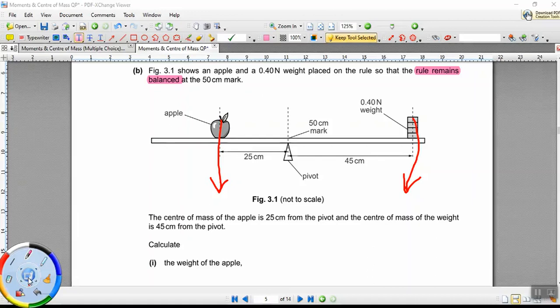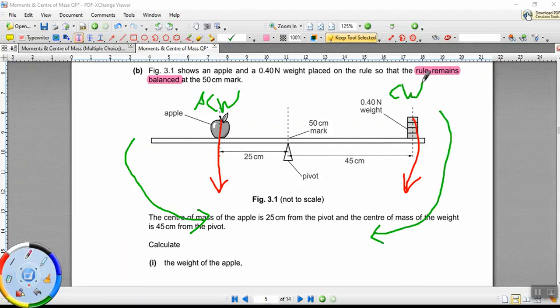Secondly, we want to look at their directions. If we look at this one, you can put your pen on it from the pivot this way, and you will see that this apple is going to make the seesaw turn this way. So this is an anti-clockwise moment. I usually write anti-clockwise as ACW. And the weight on this side is going to move in the clockwise direction. The fact that they've told me that this is balanced means that the anti-clockwise moment caused by the apple must be equal to the clockwise moment from the weight.